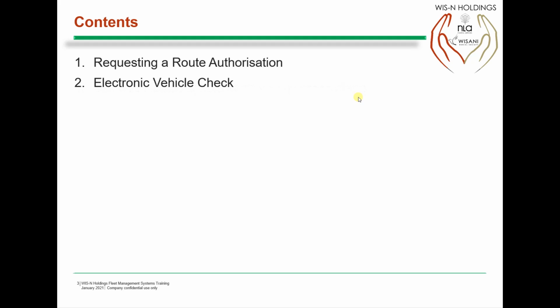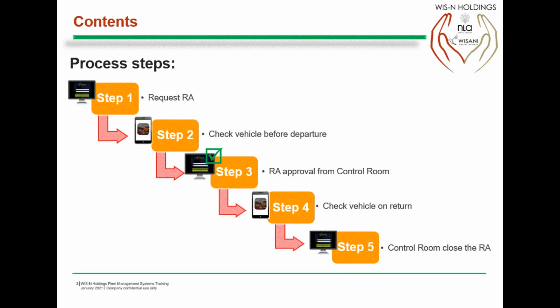So there are two things involved in the route authorization request. The first is for you to request a route authorization on the system, but part of that process is also for you to do an electronic vehicle check before the driver leaves your premises. So you need to do both these steps before you can get the driver to leave the premises. So let's look at what these steps are.